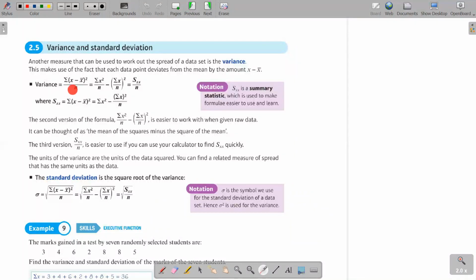So this is the main equation for variance. Sigma means to add: x minus x bar squared. The reason they are squaring it is because some data points are below the mean and some are above the mean. When you subtract, some differences may be positive and some negative, so when you square, you get a positive difference. The squared differences you divide by n. This is called the variance. This is the core equation for variance, and they have given you a more simplified version over here: sigma x squared over n minus sigma x over n, the whole thing squared. This second version is the one that we use the most.